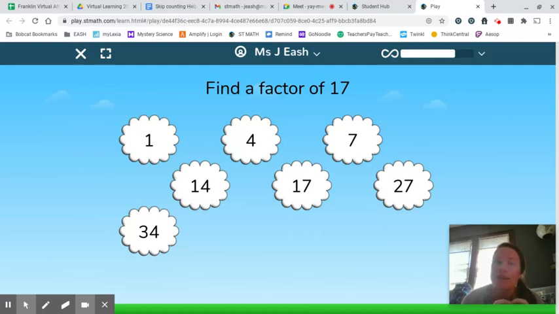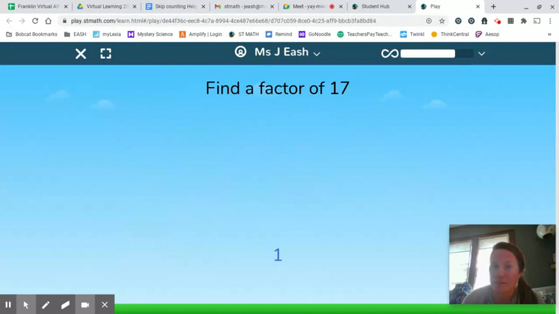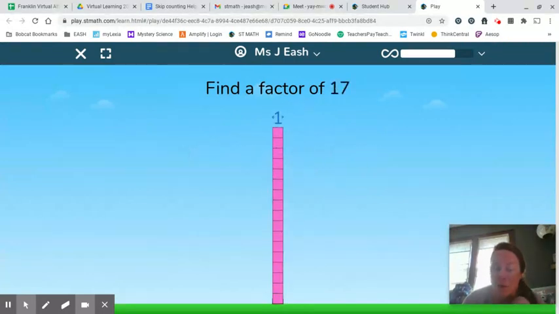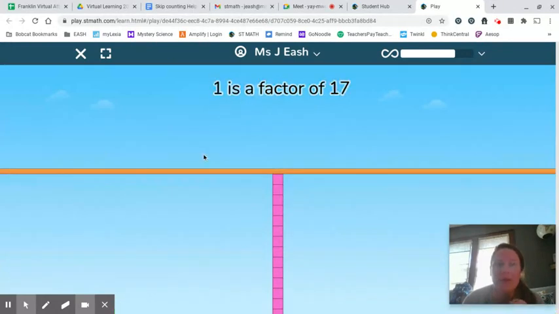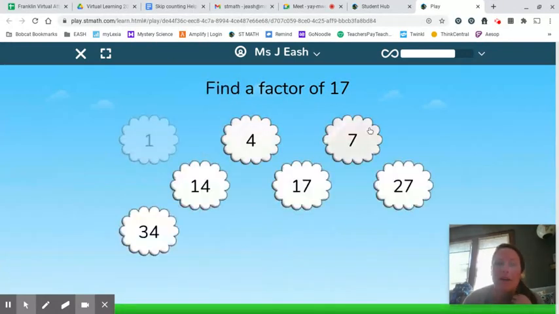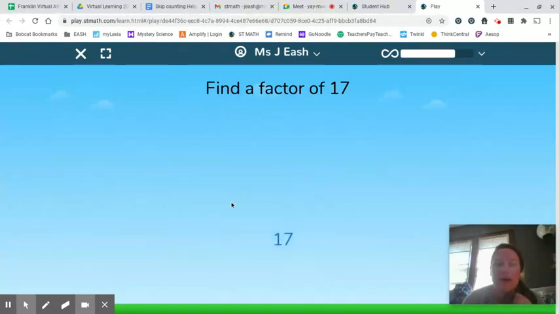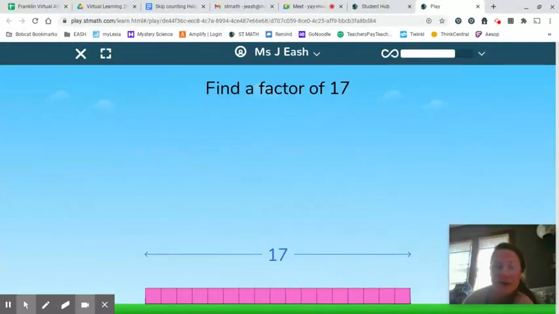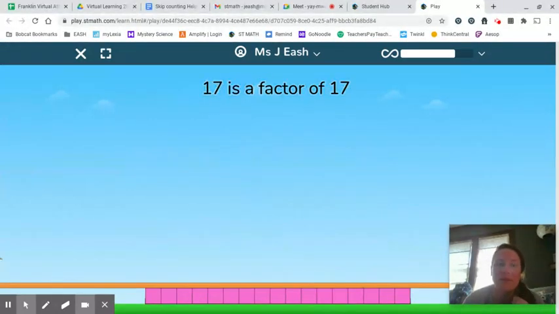The only way you can get 17 is by multiplying it by 1. Remember, 1 and that number will always be factors for every single number. For example, 1 times 17 equals 17. So we know two factors already, 1 and 17. Since I didn't see any other factors listed on my skip counting pages, these are the only two factors for 17. So we're going to move on to another one.